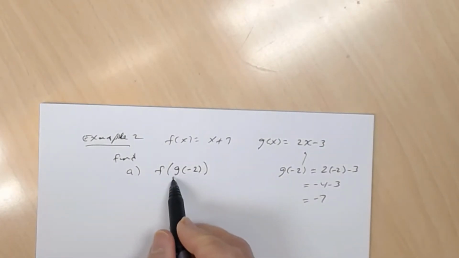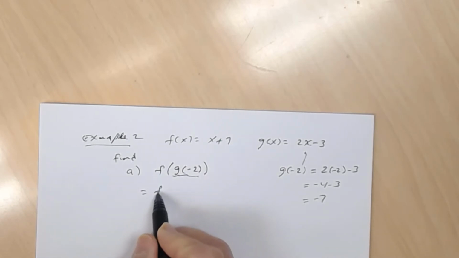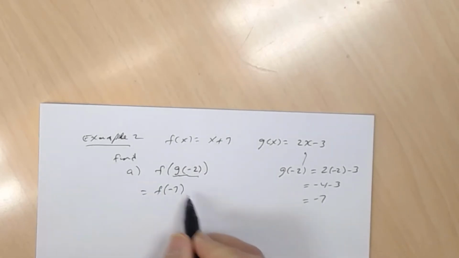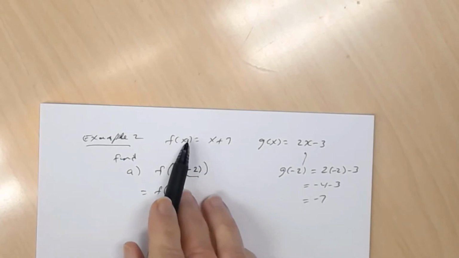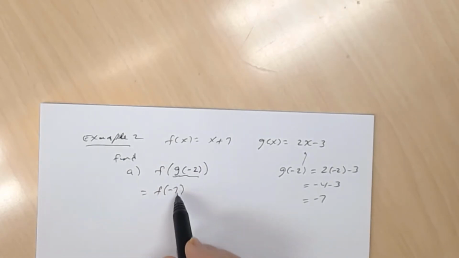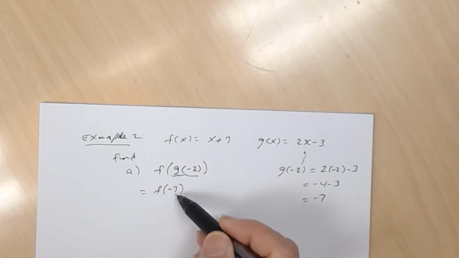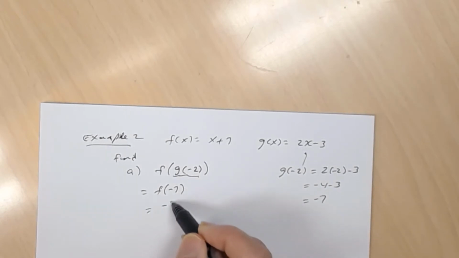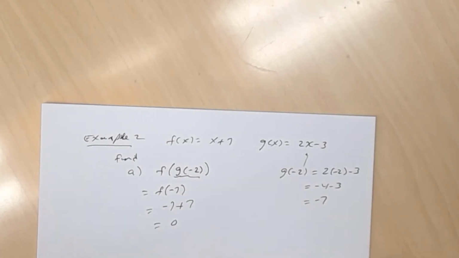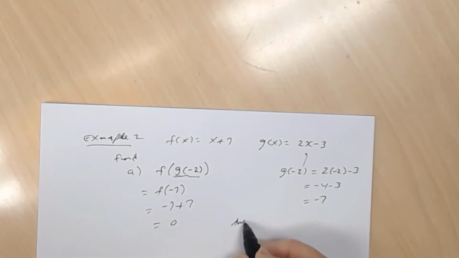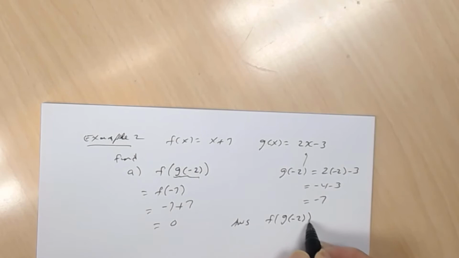So I found my inside first. I found this. So this becomes f of negative 7. And then finally, all I do is I go to my function f this time, and where we see the variable x, I substitute negative 7. So this becomes negative 7 plus 7, which is 0. So the answer, you're going to say f of g of negative 2 is equal to 0.